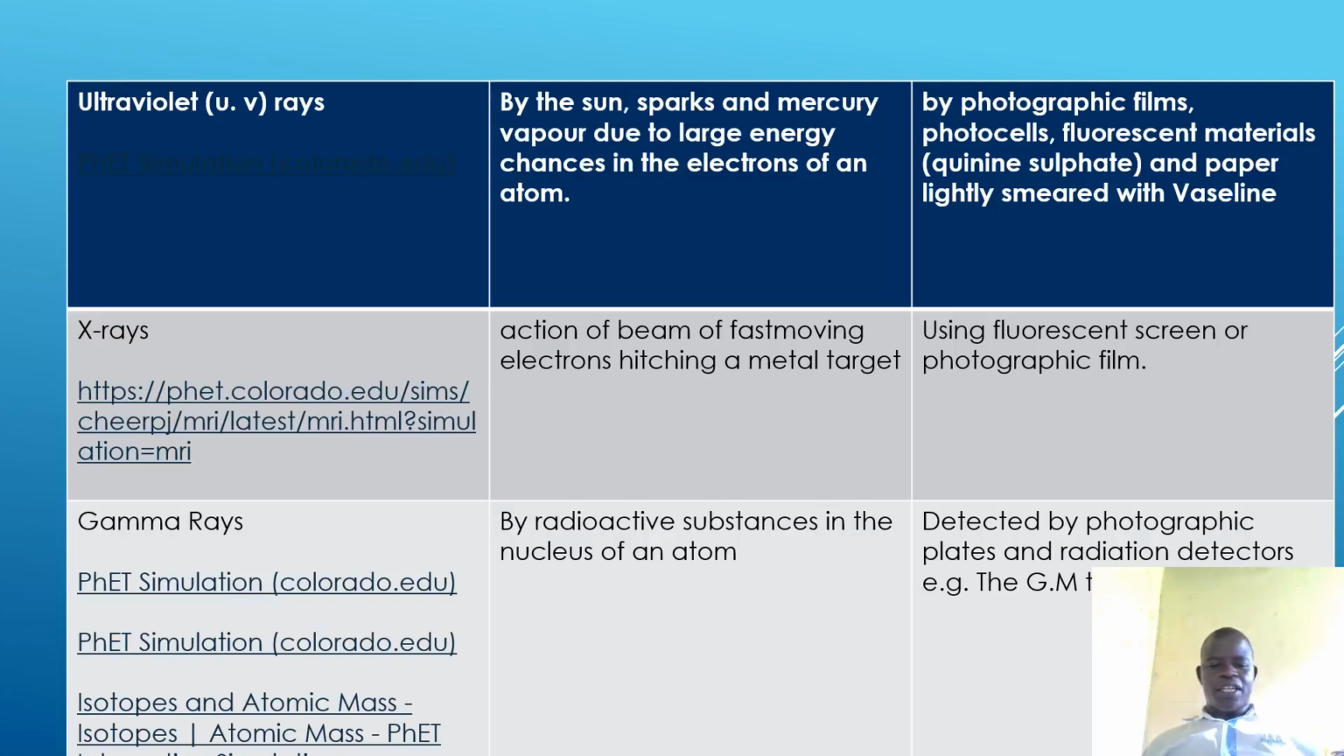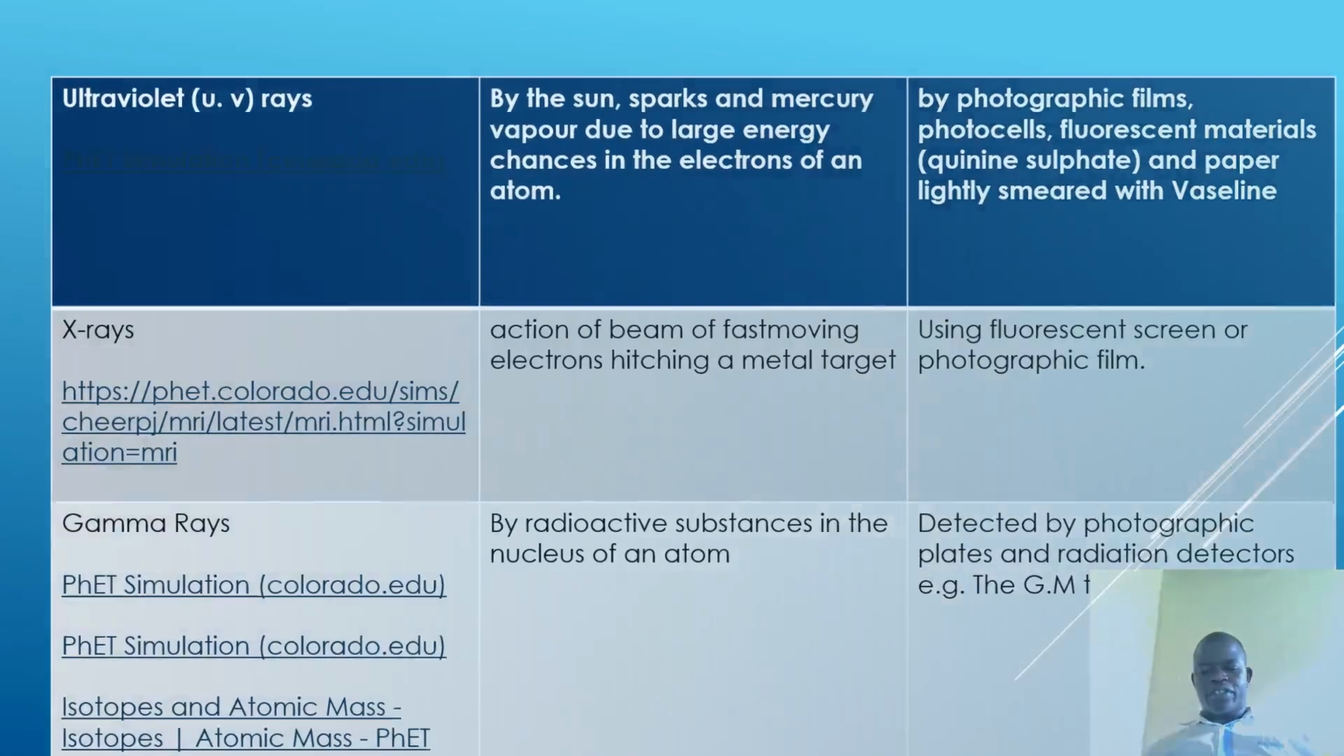Then lastly, we have the gamma rays, whose source is majorly radioactive substances like uranium, and which are majorly detected by radiation detectors like the Geiger-Müller tube, photographic plate, and also the cloud chambers, that is the diffusion cloud chamber and the expansion cloud chamber.